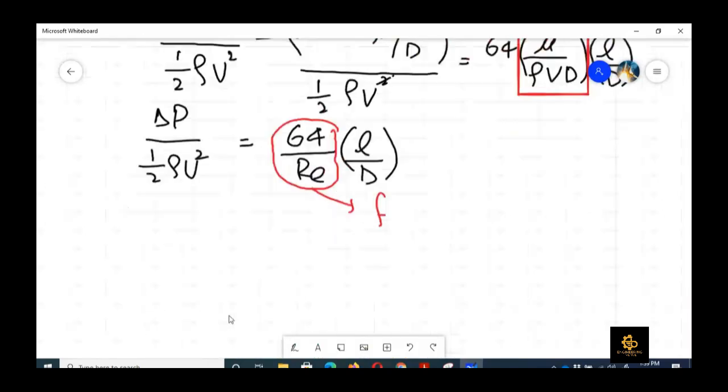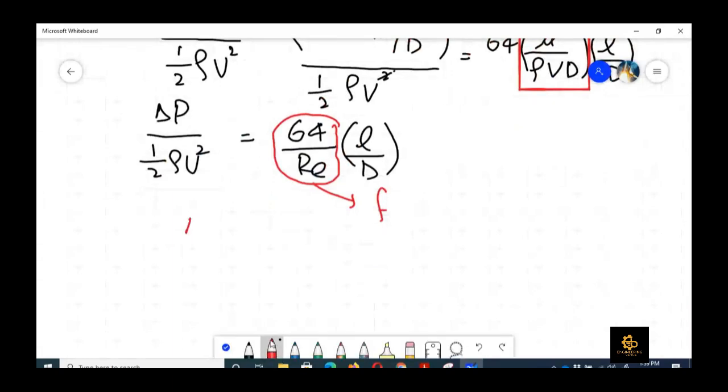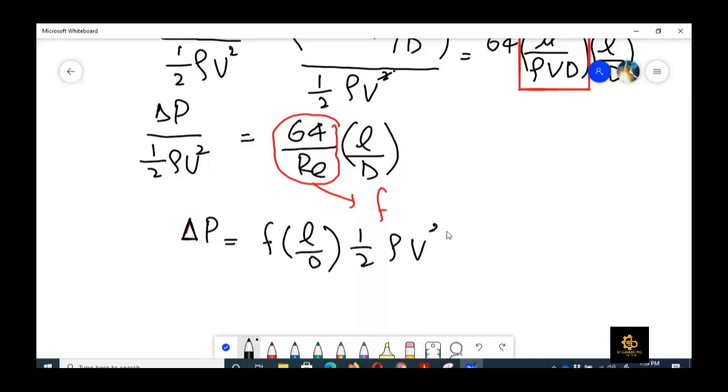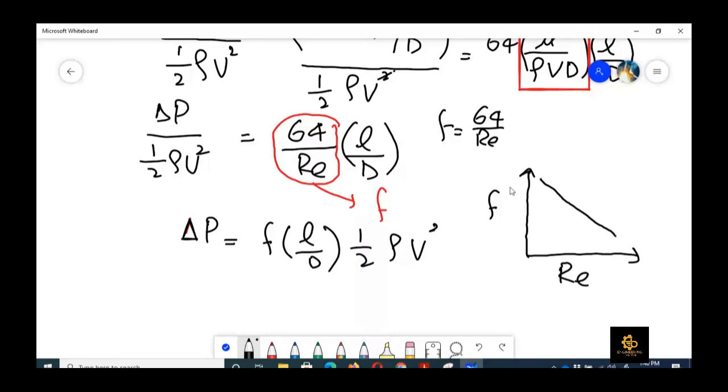In the next step, we can say that delta P is equal to f L upon D into half rho V square. So if we plot this friction factor with Reynolds number, if Reynolds number is increasing this way, because it is inversely proportional, from here we can see that f is equal to 64 upon Reynolds number. So it means that it would have some kind of inverse linear relation.